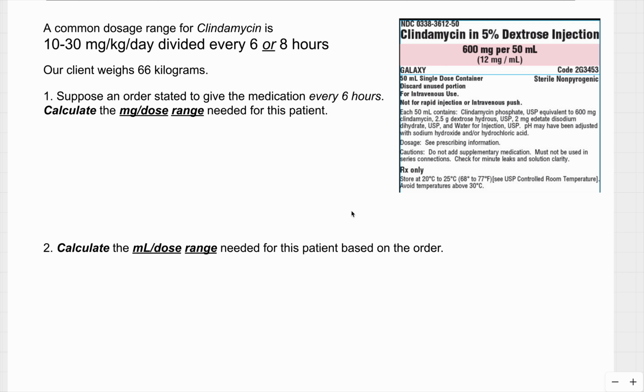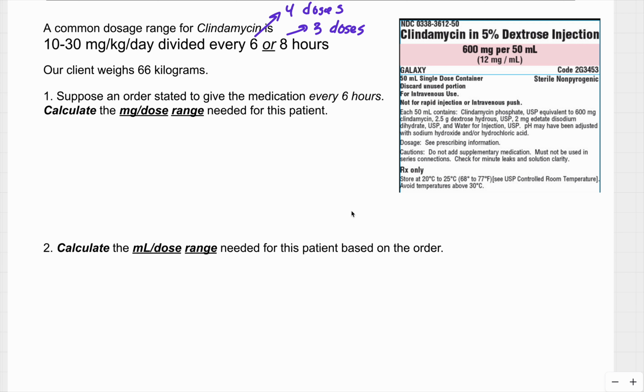And in this calculation, we have a few different calculations to complete because we have a range. We are told that the common dosage range for this medication, clindamycin, is 10 to 30 milligrams per kilogram per day. And this could be divided either every 6 hours or every 8 hours. So if we're giving this medication every 6 hours, that would be 4 doses in a day. If we're giving the medication every 8 hours, that would be 3 doses. And I'm just getting that by dividing 24 hours by either 6 or 8.